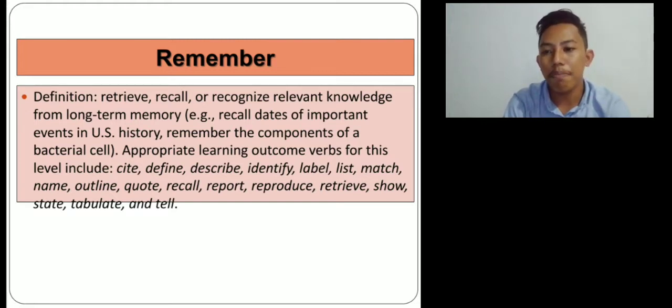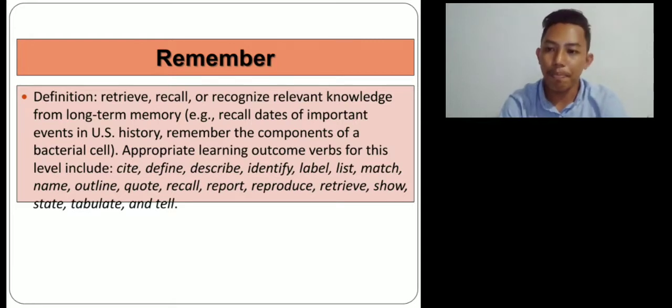Appropriate learning outcomes verbs for this level include cite, define, describe, identify, label, list, match, name, outline, quote, recall, report, reproduce, retrieve, show, state, tabulate, and tell. So in this part, the student will only retrieve or recall some knowledge from their long-term memory.